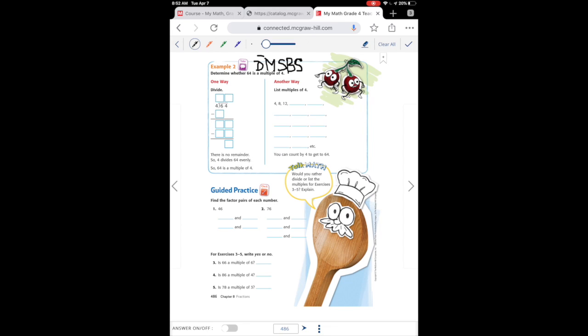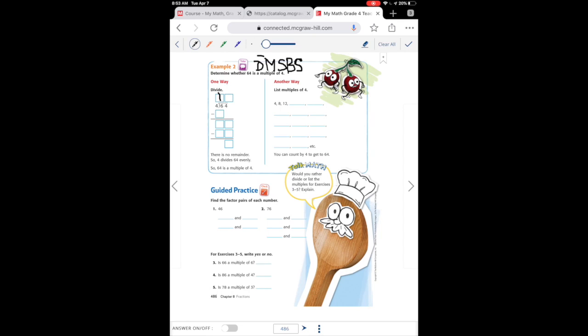It gave us our problem, 64 divided by 4. So let's solve it. The first thing I need to do is divide. Okay, so I'm going to cover up my 4, and I'm going to look at 6 divided by 4. What number times 4 gets me close to 6, or how many groups of 4 can I put into 6? Do you know the answer?